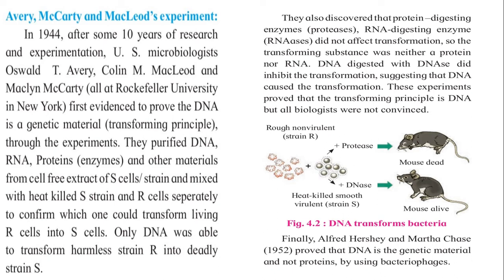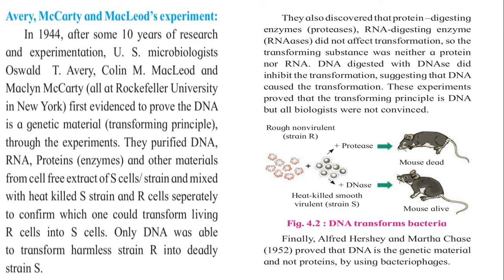Only DNA was able to transform harmless strain R into deadly strain S. They also discovered that protein digesting enzymes and RNA digesting enzymes did not affect transformation. The transforming substance was neither a protein nor an RNA, and DNA digested with DNase did inhibit the transformation, suggesting that DNA caused the transformation. This experiment proved that the transforming principle is DNA, but not all biologists were convinced, as shown in the figure.